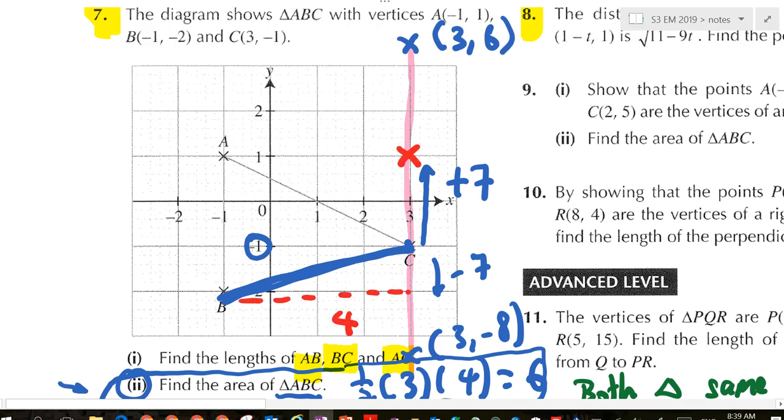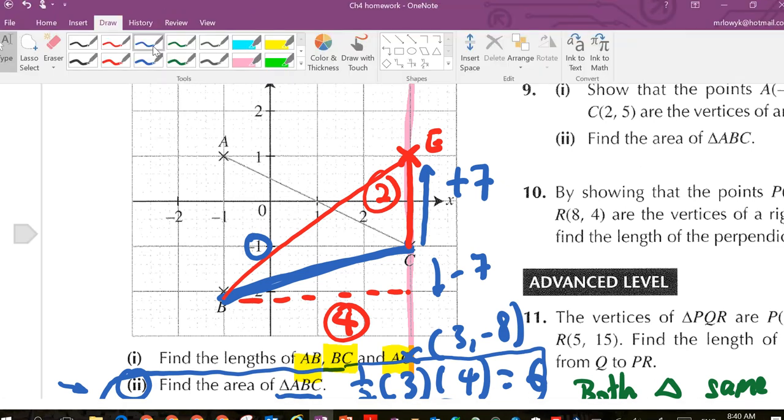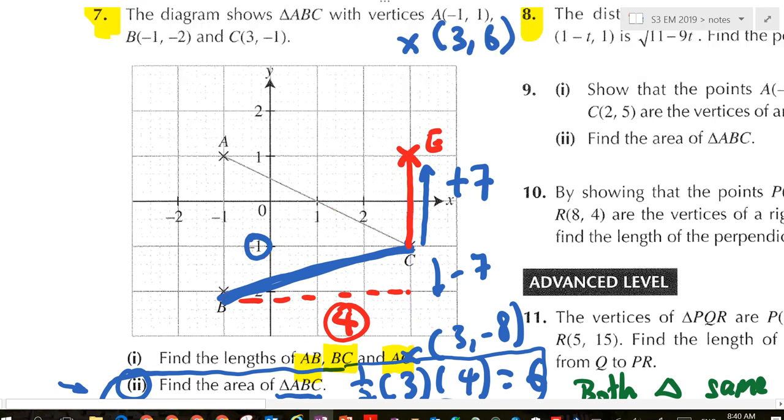Let's say this is my E. Do you agree that this triangle will be half times 2 times 4? But half times 2 times 4 is 4 units. They say the area of triangle is 14 units. So how to get 14? I must have base of 7. Does that make sense? So I must have 7 units from here.